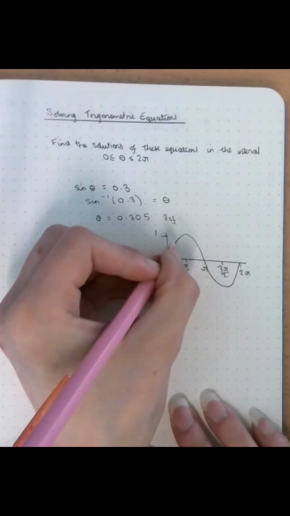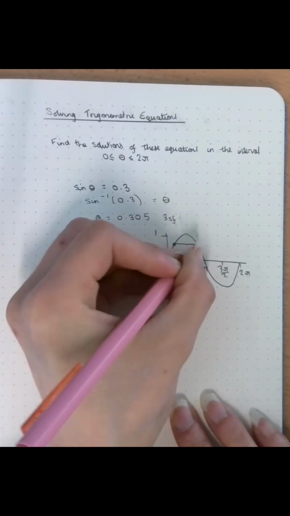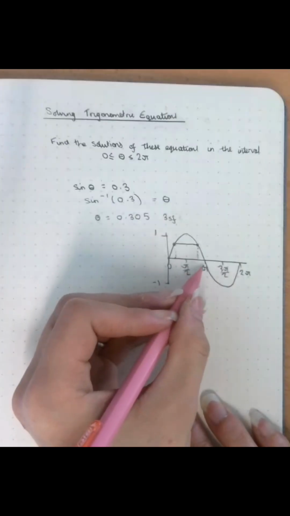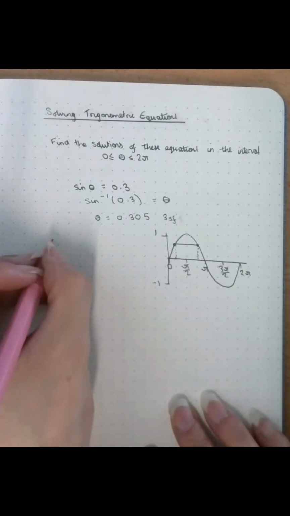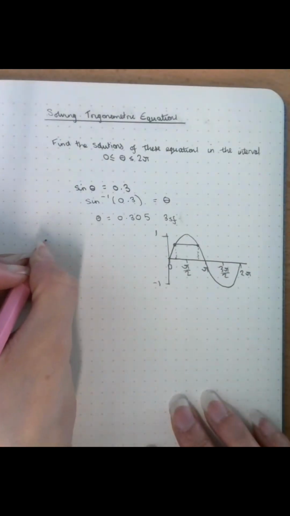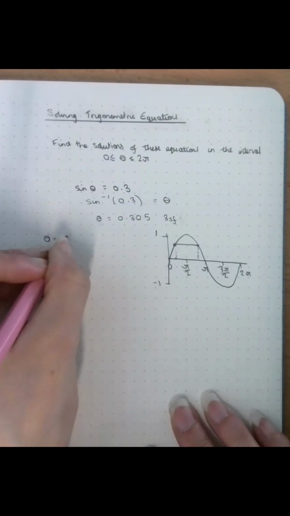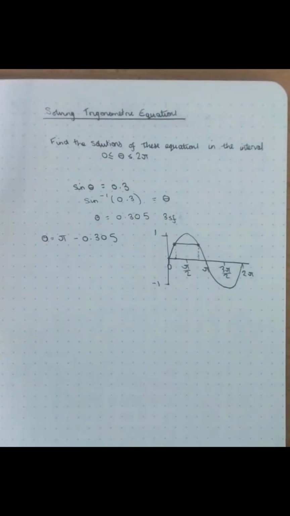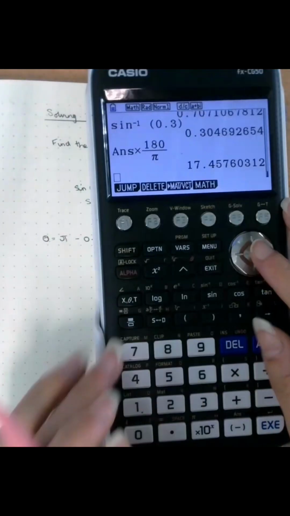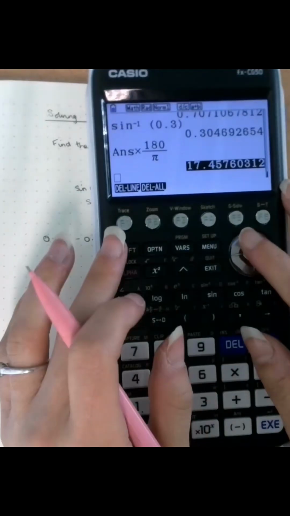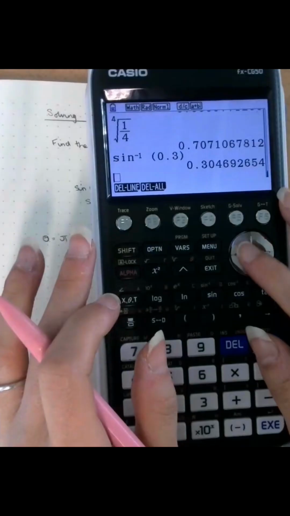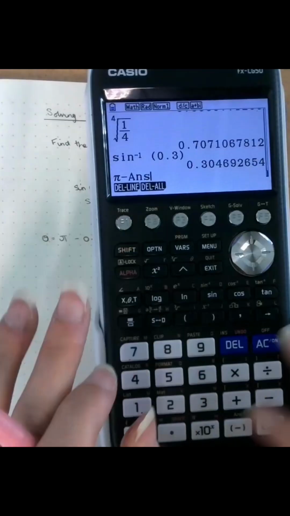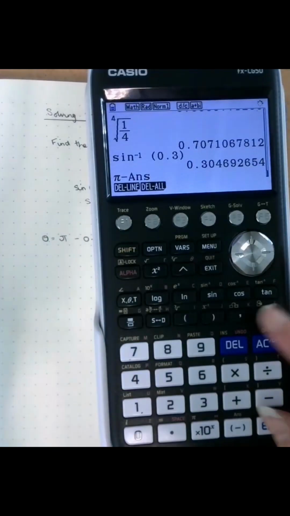So therefore, we've got that same gap there. So if we take that 0.305 away from pi, we'll get our other solution. So our other solution is going to be pi minus 0.305. And if you want to make sure you're getting the exact answer, I'm just going to delete that line there. What I can do here is just do pi minus and then the answer button, and that'll give me the exact answer.